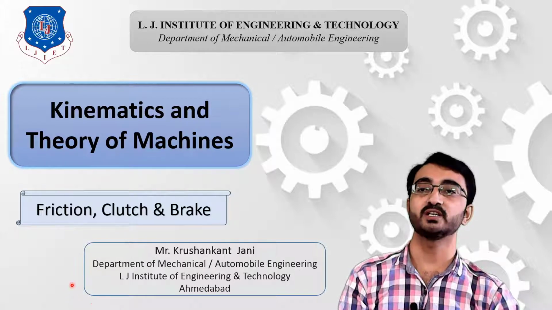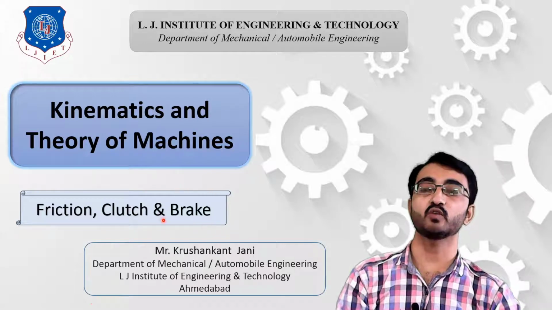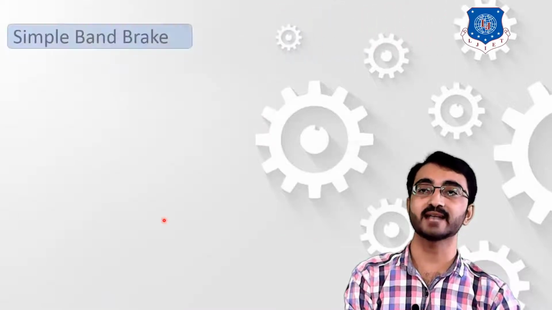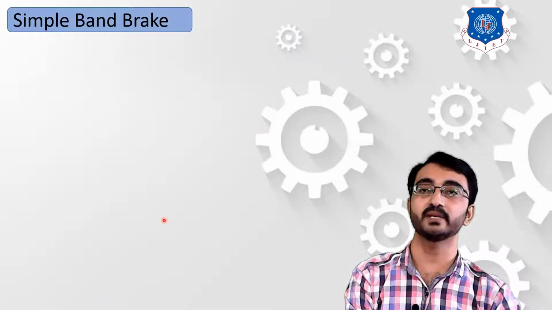In today's session, we will study our chapter number 6, that is friction, clutch and brake. In our previous session, we have learned about various types of brakes, where we have learned the single shoe brake. In this session, we will learn the second type of brake, which is known as a simple band brake. So let's start this session with a simple band brake introduction.